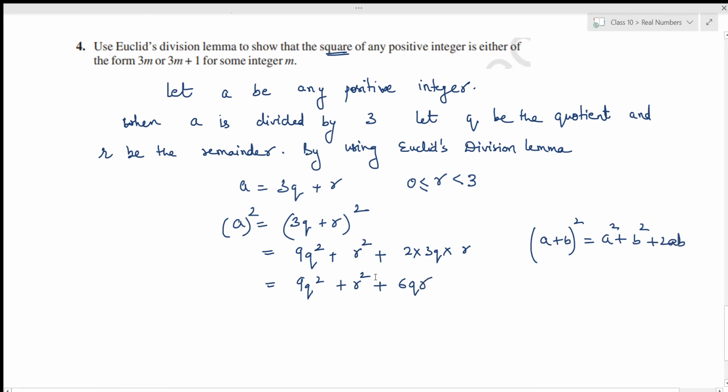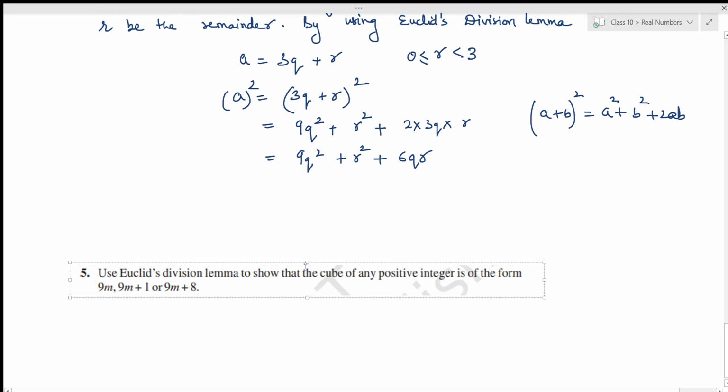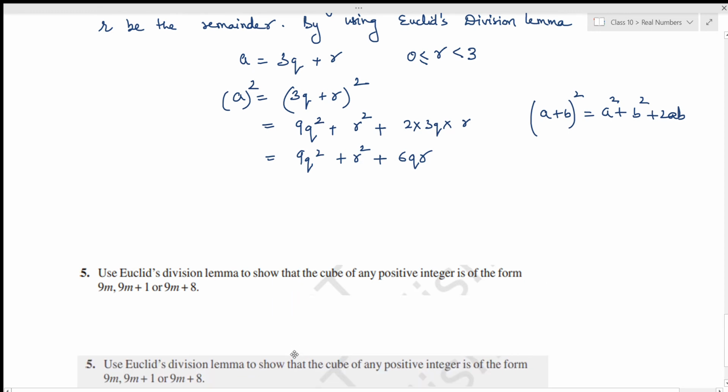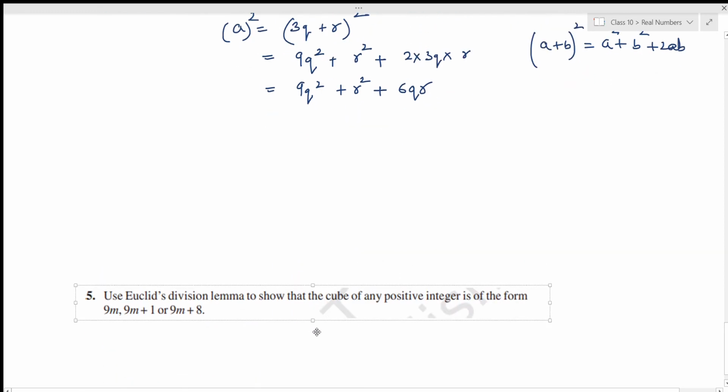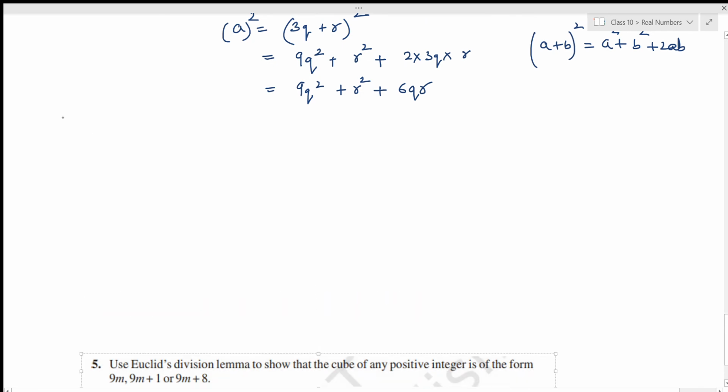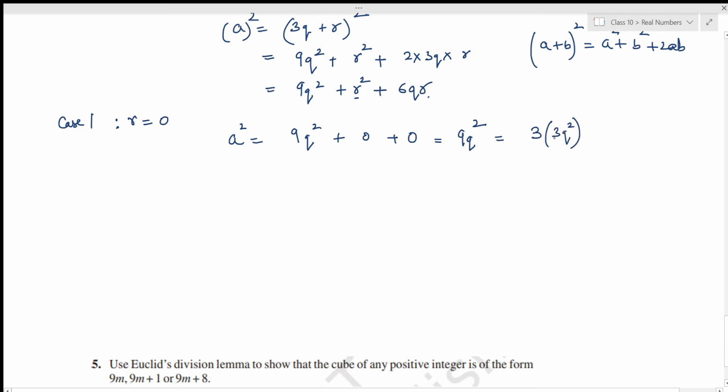Now let's apply the cases. We will have three cases over here. Case 1 when r is 0, case 2 when r is 1, and case 3 when r is 2. So let's start with case 1, when r is equal to 0. a square will be 9q square plus 0 plus 0, because anything into 0 will be 0. So this becomes 9q square. When I take 3 common from this, it will become 3q square only. So it is in the form of 3 into 3q square.